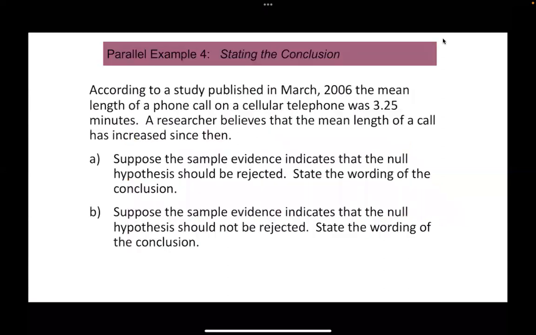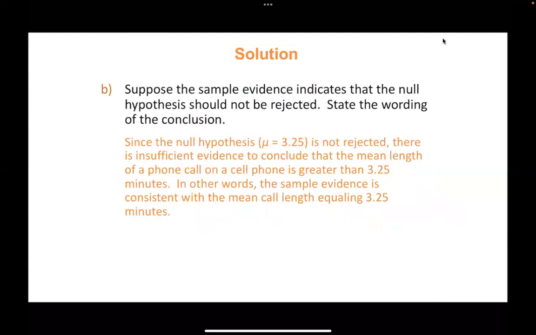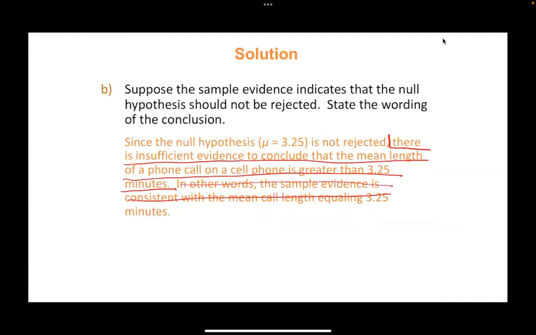Next one. Suppose the sample evidence indicates that the null hypothesis should not be rejected. Here's the results here. Since the null hypothesis is not rejected, there's insufficient evidence to conclude the mean length of a phone call is greater than 3.25 minutes. So I probably would start right here. I would say there is insufficient evidence to conclude that the mean length of a phone call on a cell phone is greater than 3.25 minutes. And I would not say this.